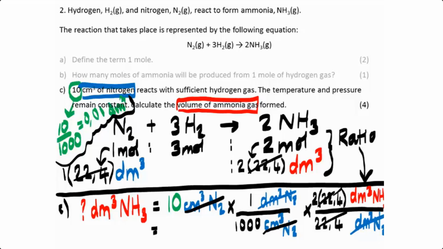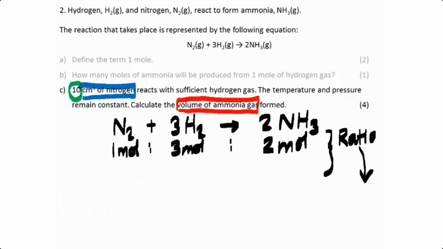And as long as we use the same unit for nitrogen as for ammonia, it doesn't matter whether it's centimeter cubed or decimeter cubed. So the reaction ratio is 1 decimeter cubed is to 2 decimeter cubed, or 1 centimeter cubed is to 2 centimeter cubed. You'll see just now how we get the same answer, even if we use centimeter cubed. But let's continue here. Our final answer we find is 0,02 decimeter cubed of ammonia.